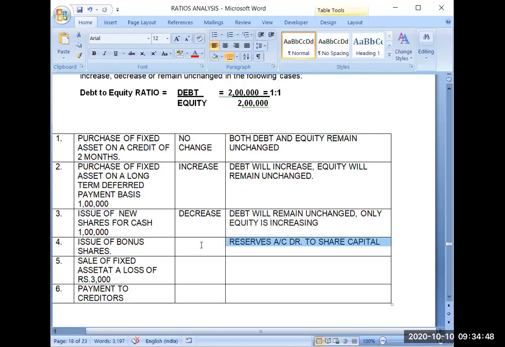I hope this logic is clear. So the answer will be no change, because none of the values is changing. So you can give the same point: both debt and equity remain unchanged.